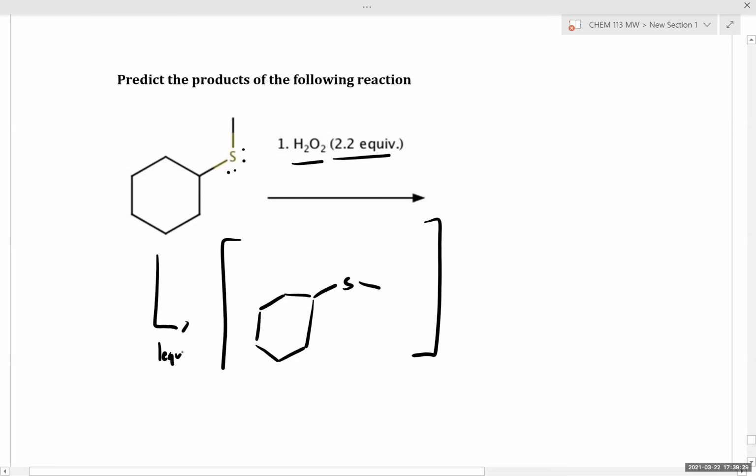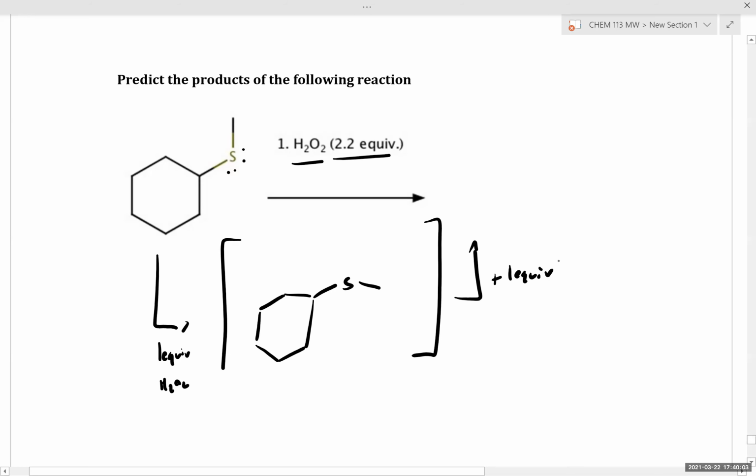So after one equivalent of hydrogen peroxide, you get an intermediate. The second equivalent gives us our final product. So what product do we get if we treat a sulfide with an excess of oxidizing agent? Would we get an intermediate of methylphenyl sulfoxide?